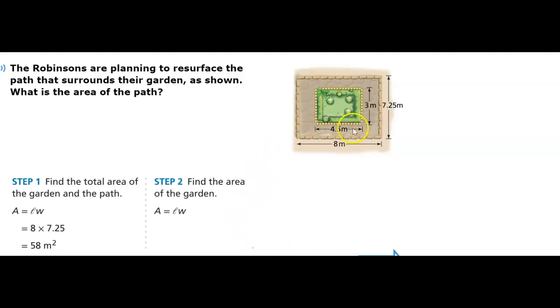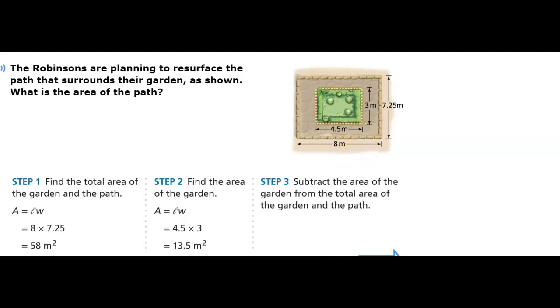Step 2, find the area of the garden. So we use the 4.5 meters and the 3 meters. Multiply that together, we get 13 and 5/10 meters squared. Next, we take both areas and subtract them from each other because we only want the area of the pathway, so we have to subtract the area of the garden. So we're going to subtract 58 minus 13 and 5/10, and we get 44 and 5/10. So the area of the path is 44 and 5/10 meters squared.